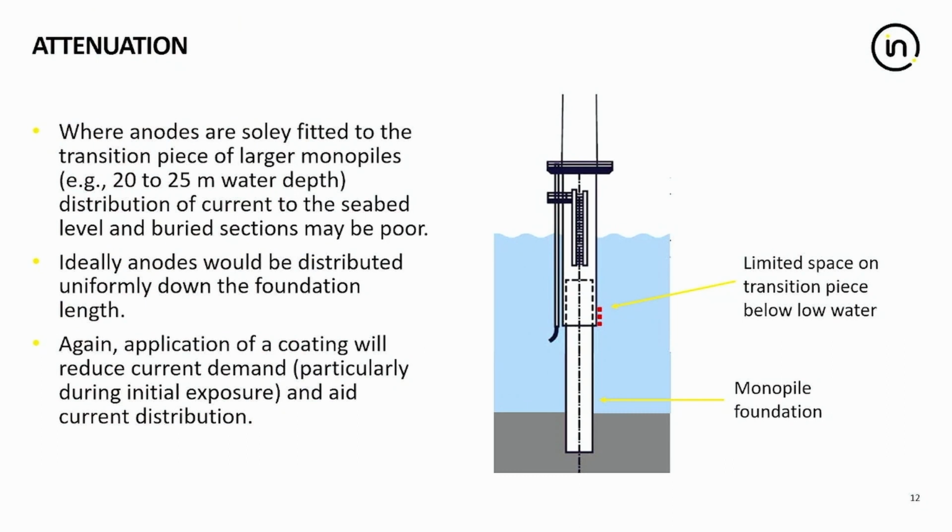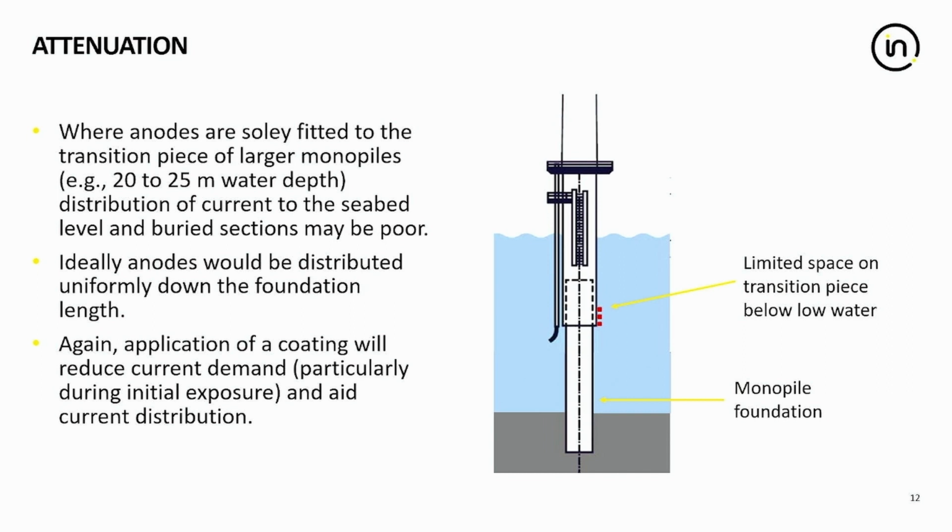And then the final issue that came up. This isn't an ideal arrangement of anodes. If they're located in one small area on the structure, it would be better to have anodes located along the length of the monopile. But for installation reasons, it's much easier to connect them onto the transition piece and install them after the foundation has been put in place.